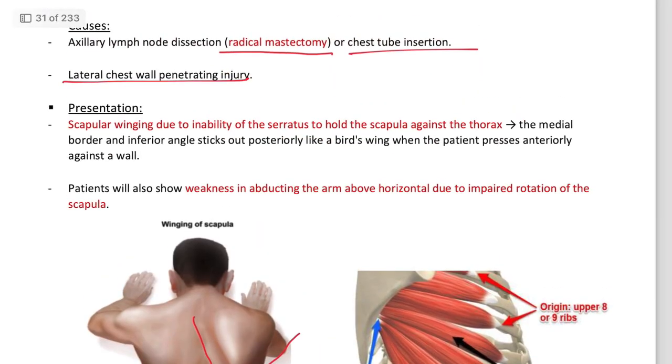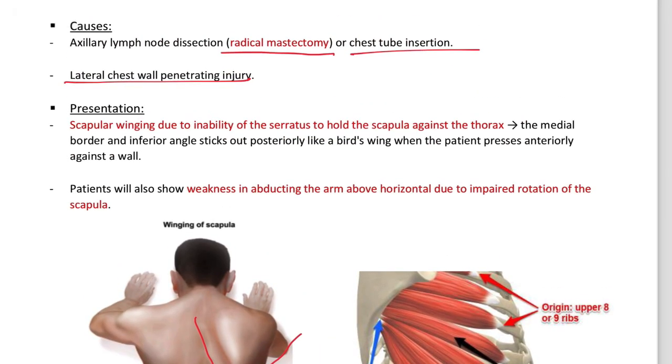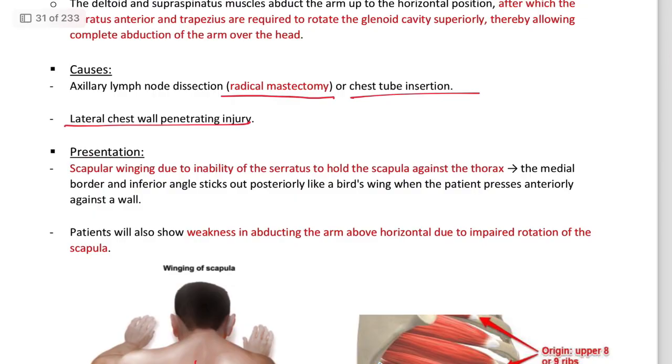So in this video we discussed Erb's palsy and Klumpke's palsy or claw hand, thoracic outlet syndrome and wing scapula, and we discussed the brachial plexus.